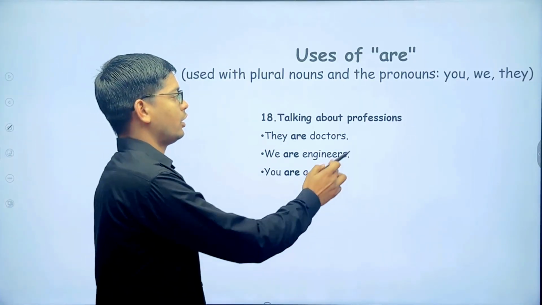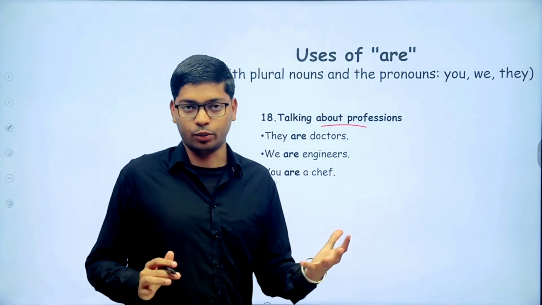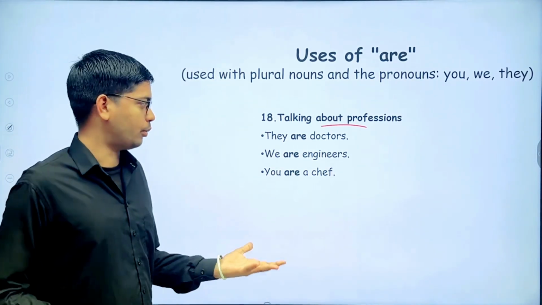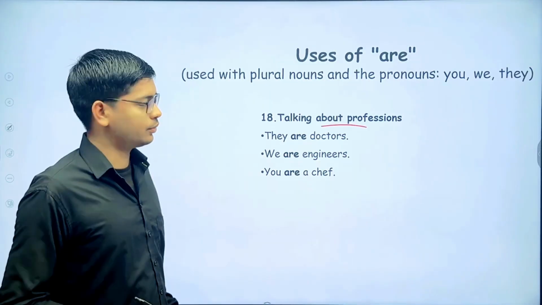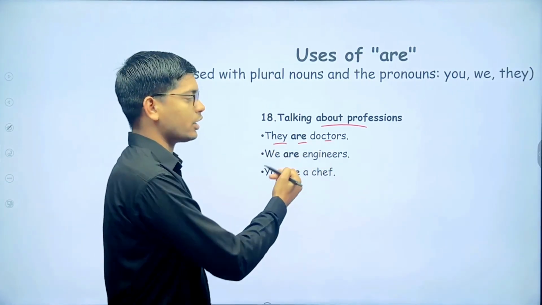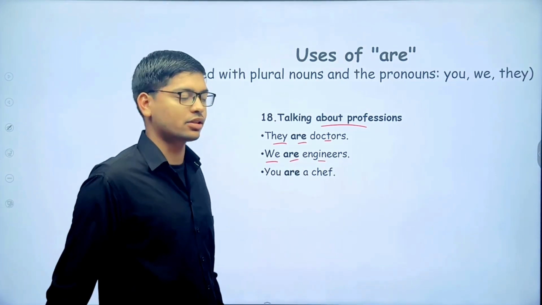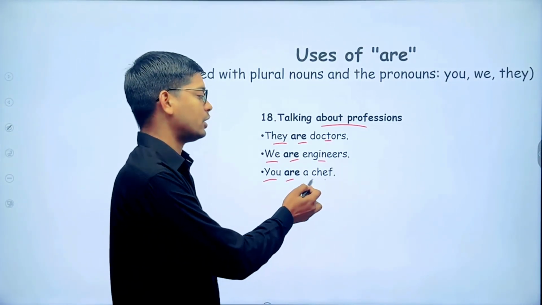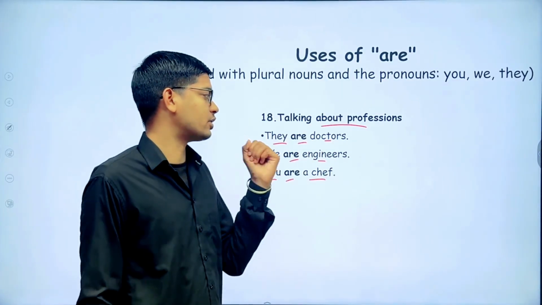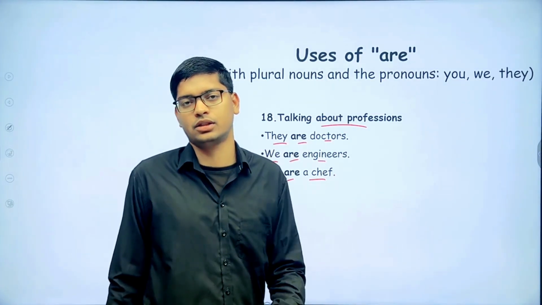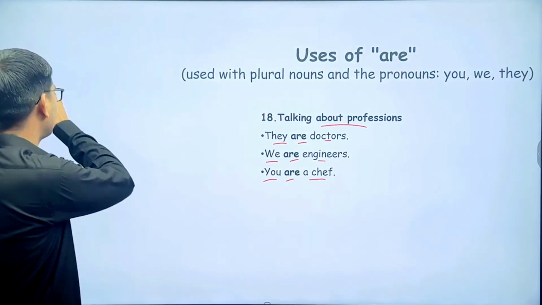Next use here, to talk about professions. To talk about professions, you can use are, but here the subject should be plural. Here, they are doctors. We are engineers. You are chefs. Next, let's see.